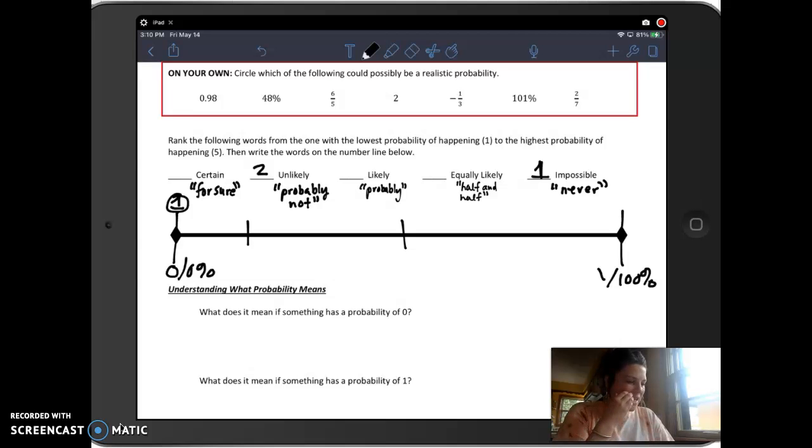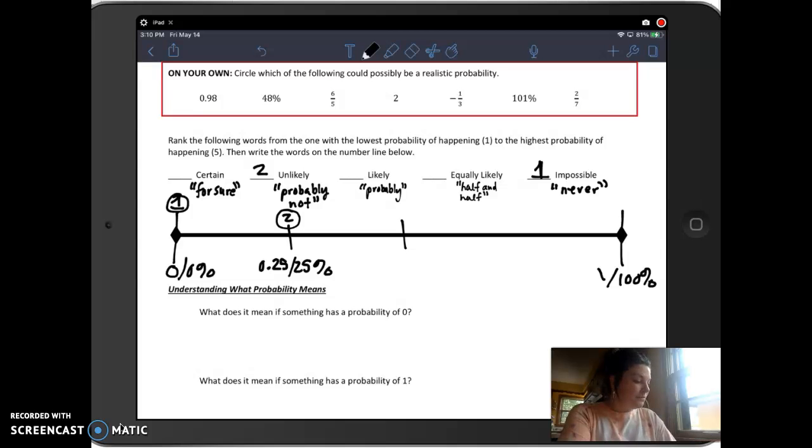So let's just say that we'll put it right in the middle here and say that's 0.25 or 25%, depending on which one we're using. And that's unlikely. It's unlikely that it'll happen. All right, we're going to keep going.